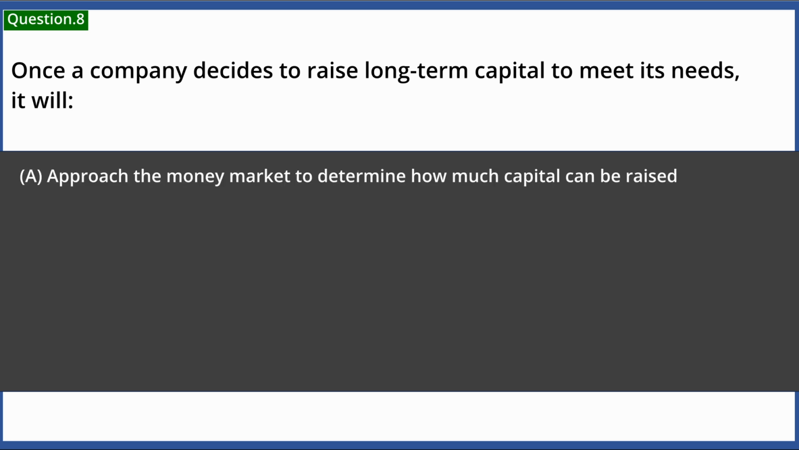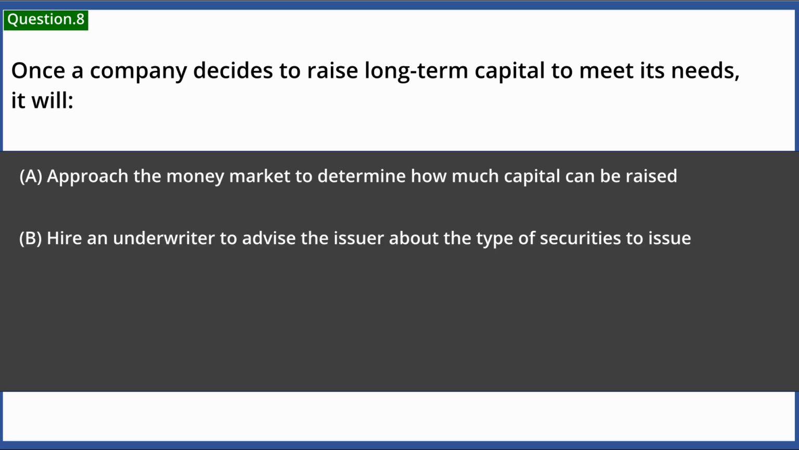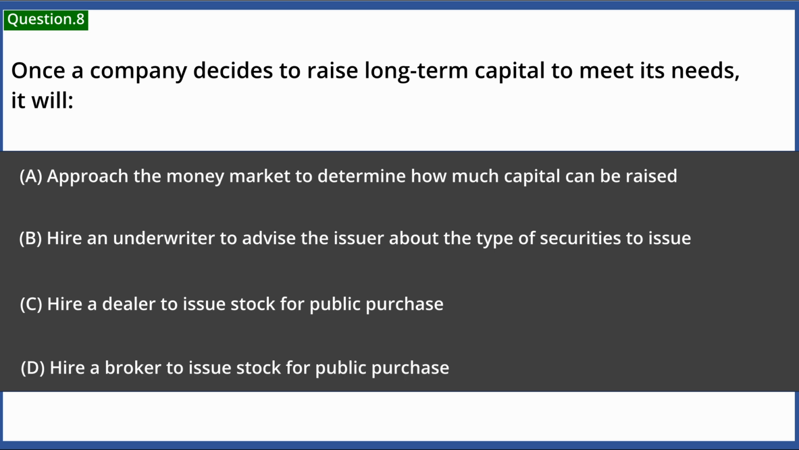Once a company decides to raise long-term capital to meet its needs, it will A. Approach the money market to determine how much capital can be raised. B. Hire an underwriter to advise the issuer about the type of securities to issue. C. Hire a dealer to issue stock for public purchase. D. Hire a broker to issue stock for public purchase. Answer: B. Hire an underwriter to advise the issuer about the type of securities to issue.